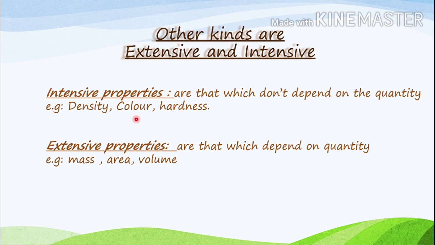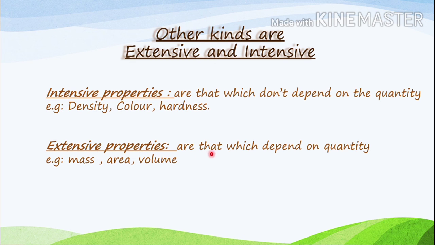Like color, if you have 1 liter of red liquid and you have half a liter of red liquid, the color will not be changed, because it doesn't depend on quantity. Like hardness, if you have 1 ton of iron and you have 1 kg of iron, its hardness is not changed.